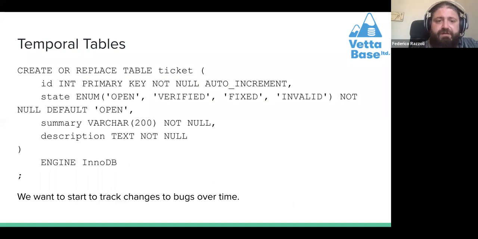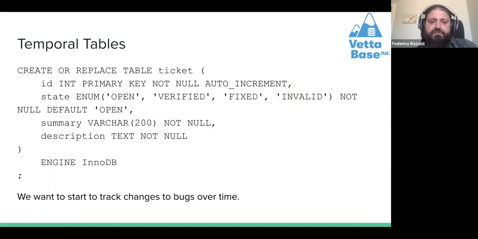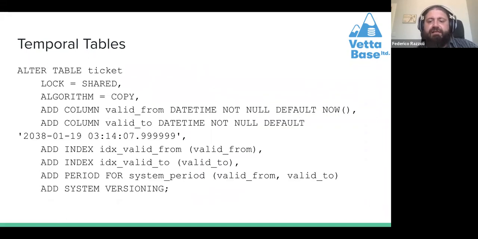So in this example, I show a regular table. Okay, it's a table, for example, to handle tickets in a ticketing system, for example, used by customer support. So we have, of course, an ID. We can have the state of a ticket, a brief summary, and a description. But once we have this table, we can make it a temporal table.